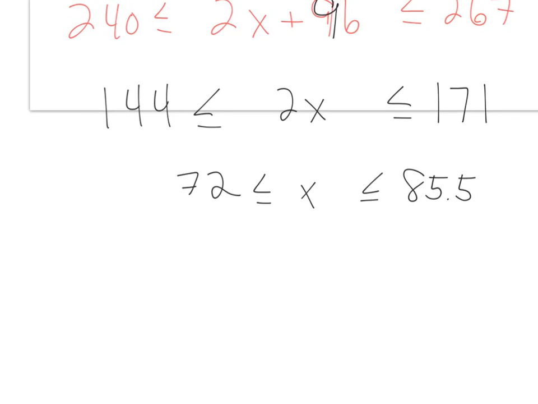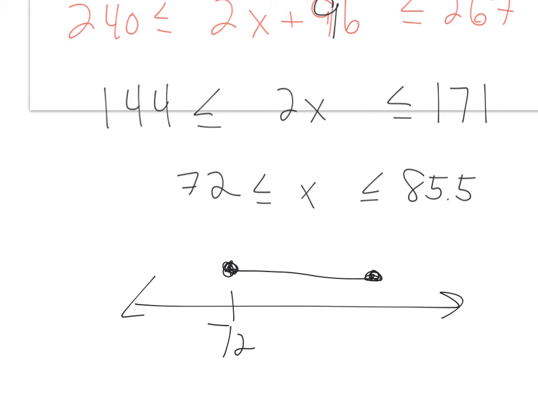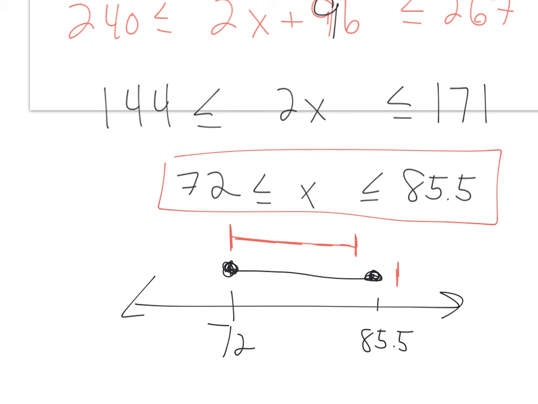But if you were going to the nearest point on a test, right here's 72, closed circle, all the way to 85.5. The answers are not over here at 86. So if you were doing to the nearest test point, it would be 72 all the way to 85. Okay, again, it doesn't say that, so I agree with you. This is your answer, between 72 and 85 and a half.